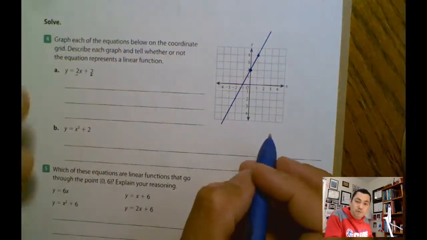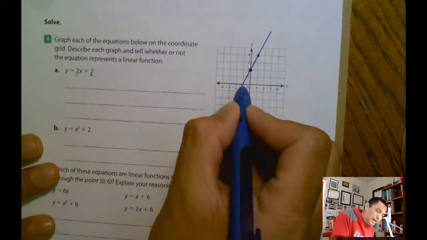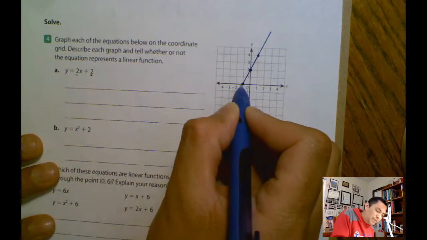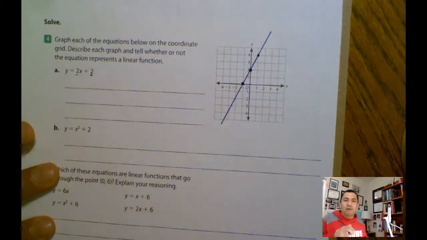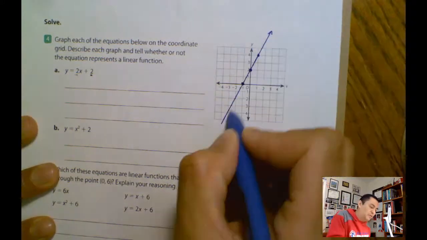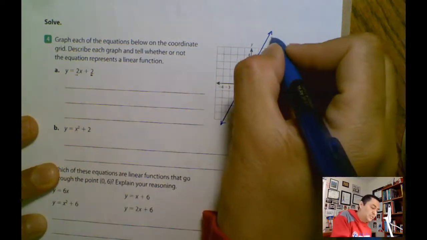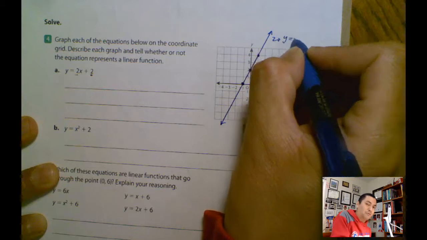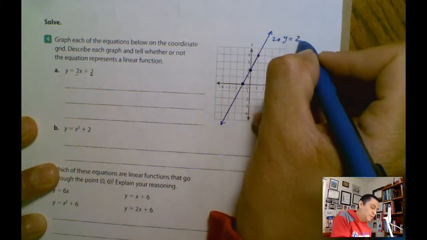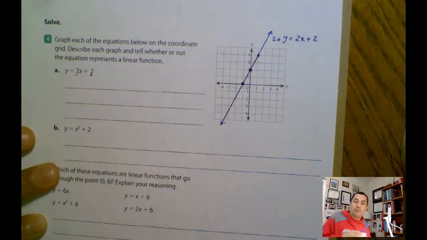Okay, what do you see? We see that this line crosses through -1. See that point over there? Now let's do the second one. Don't forget that every time you graph, these lines have arrows at the end. And I'm going to say this one is y equals 2x plus 2.